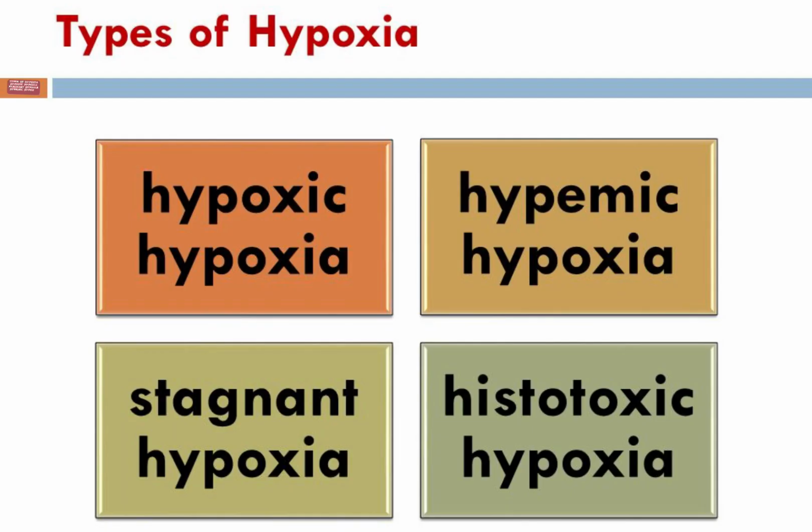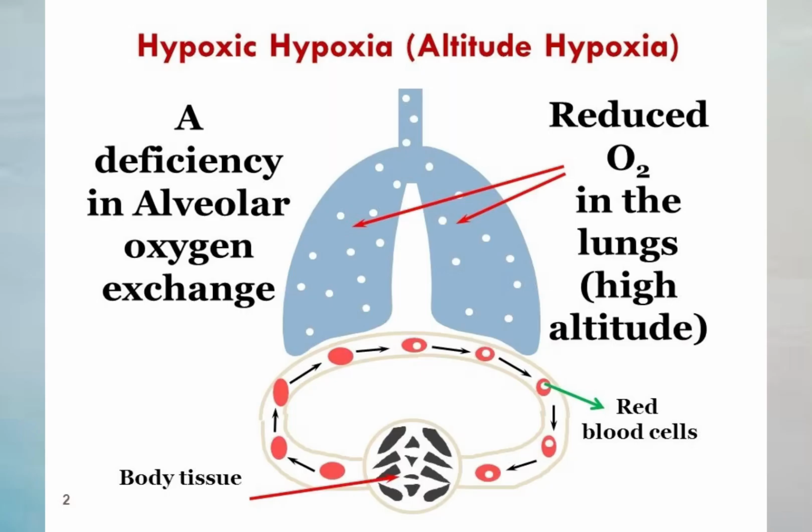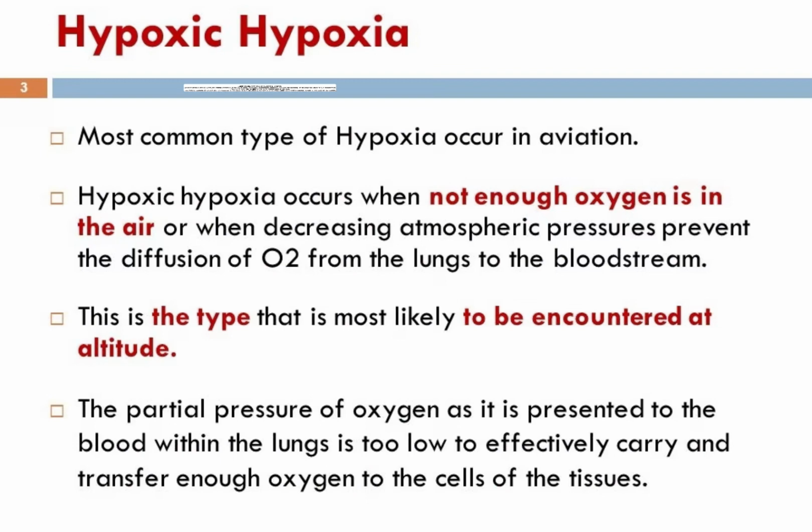Types of hypoxia: hypoxic hypoxia, stagnant hypoxia, hypemic hypoxia, histotoxic hypoxia. The most common type of hypoxia occurs in aviation. Hypoxic hypoxia occurs when not enough oxygen is in the air, or when decreasing atmospheric pressures prevent the diffusion of O2 from the lungs to the bloodstream. This is the type that is most likely to be encountered at altitude.